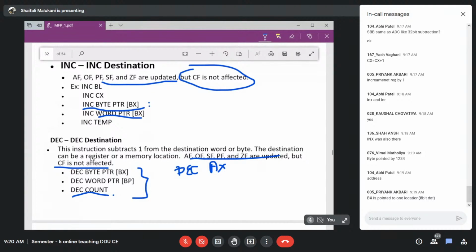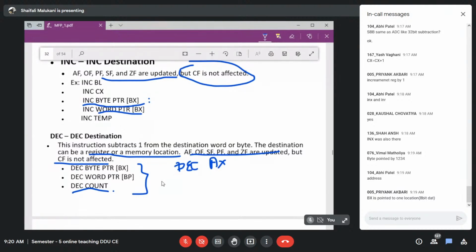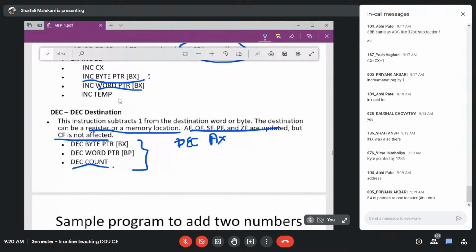It can be a register or a memory location. Destination can be a register or memory location.